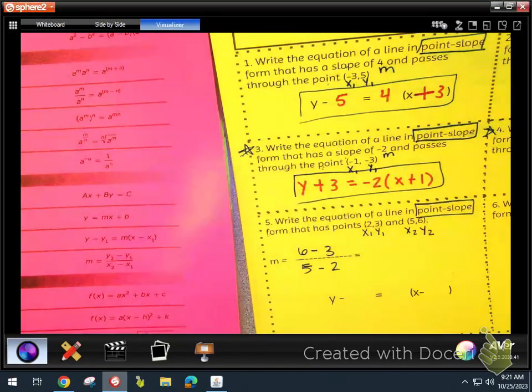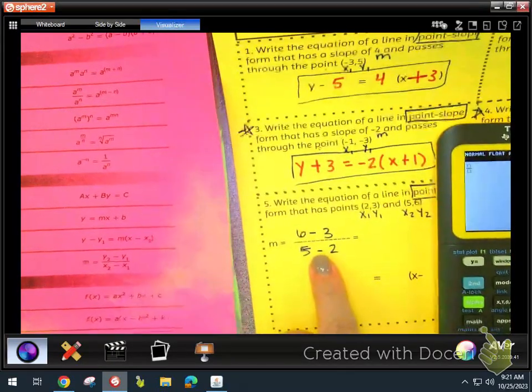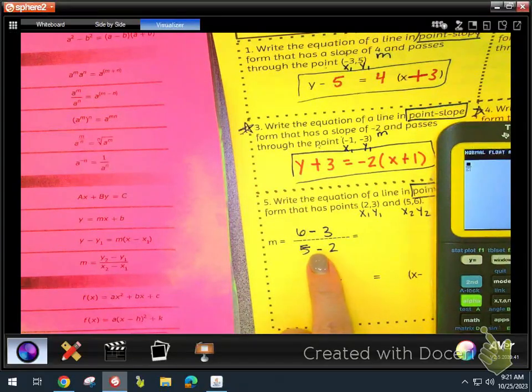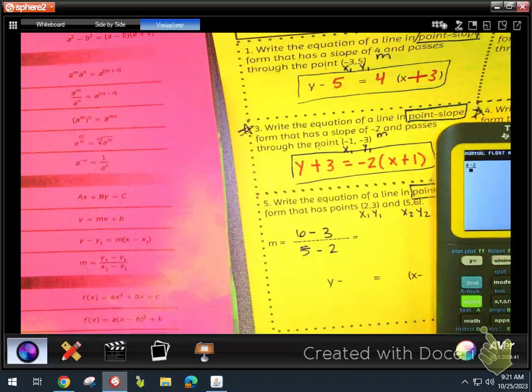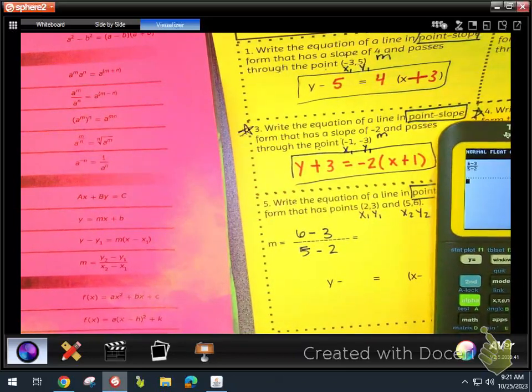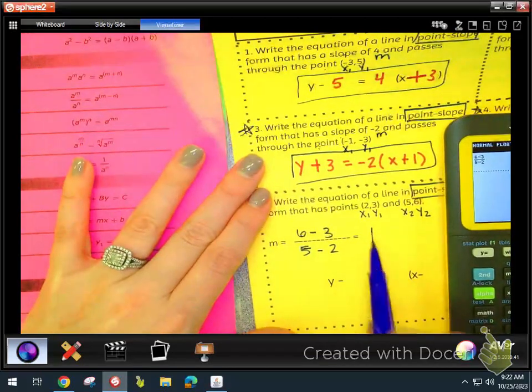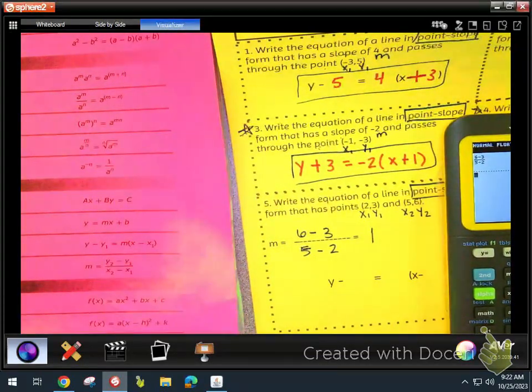Calculator. Alpha Y equals. Make sure we write before we type, especially on number 6. I see a lot of negatives over there, and those sometimes make things complicated. 5 minus 2. Did y'all get 1 for the slope? Yes. Okay, so now we found our slope.